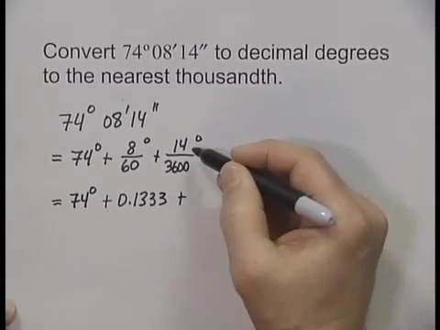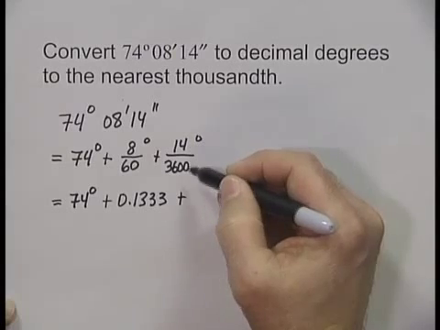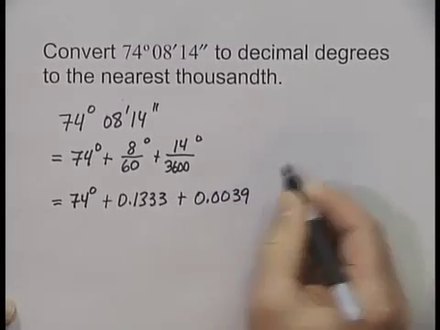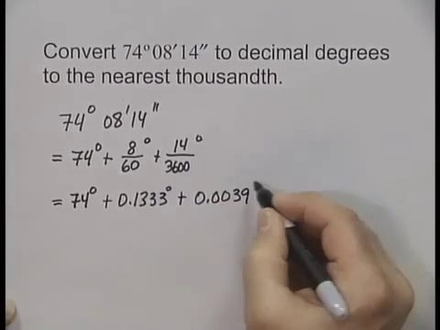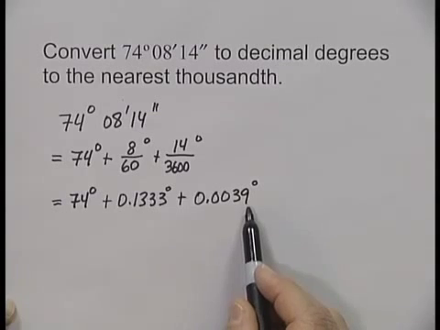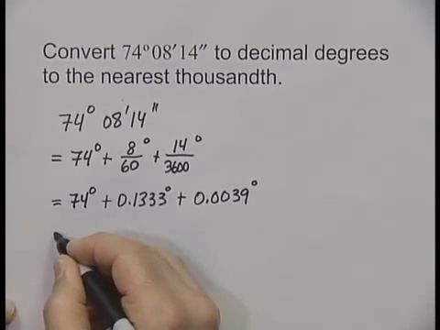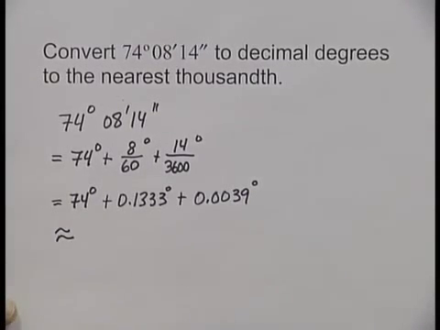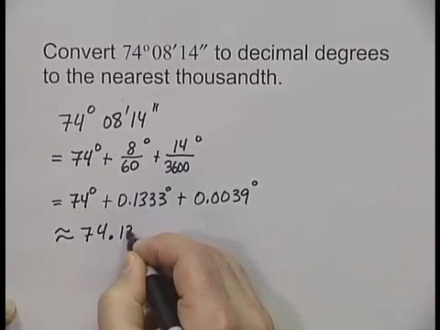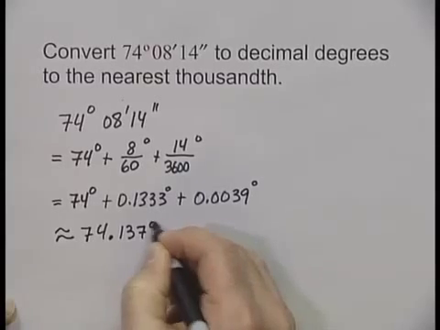Plus, when we divide the 14 by the 3,600, we get 0.0039, and again, I can stop there. Each of these is still degrees, again, because we're going to eventually round off to the thousandths. Then, this is going to be approximately equal to 74.137 degrees.